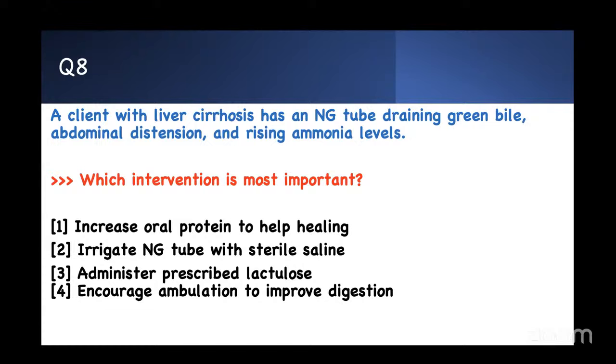You have all the assessments, you have all the evaluation you've done. What do you want to do? Do you increase oral protein to help healing?